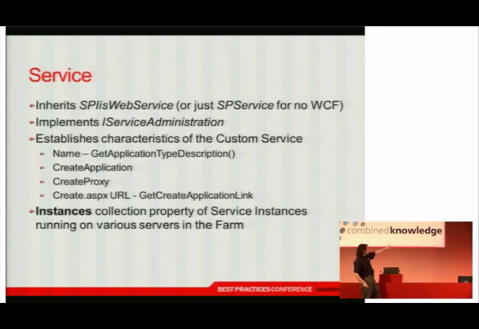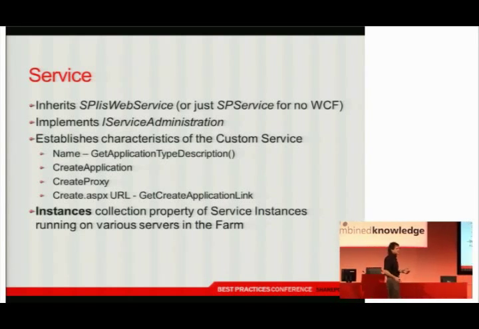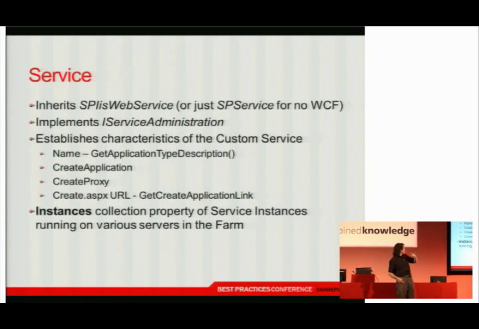So first thing, the service implements these two things, the SPIisWebService, or if you're just going to bake your calls directly in, you can just use the SPService. You don't have to do the whole IisWebService thingy. That's just for WCF support. The IServiceAdministration ties it in so that it can talk to Central Administration and whatnot. You give it a name, you give it all the details about how you create the application, create the proxy, and where your create URL is. How do I create one of these guys? If you don't give it a URL, then New won't show up.